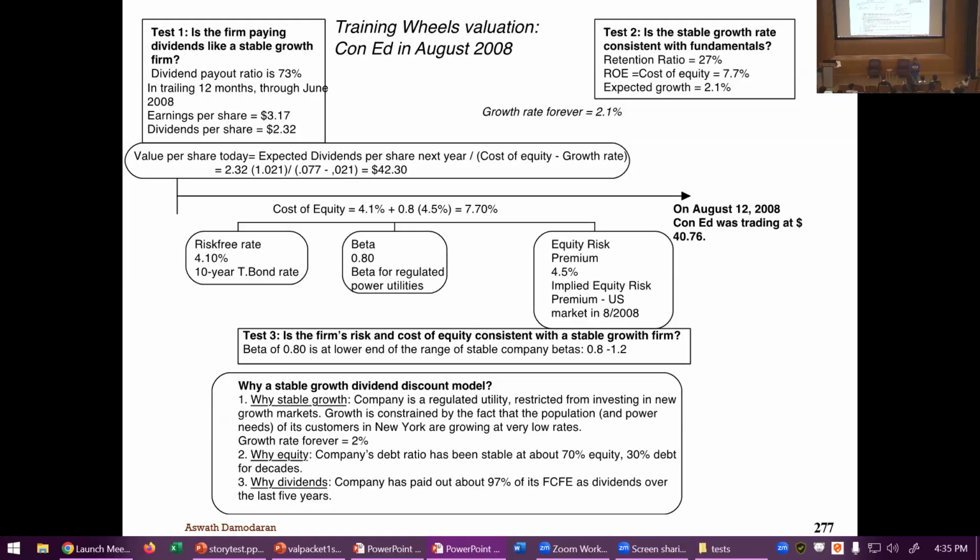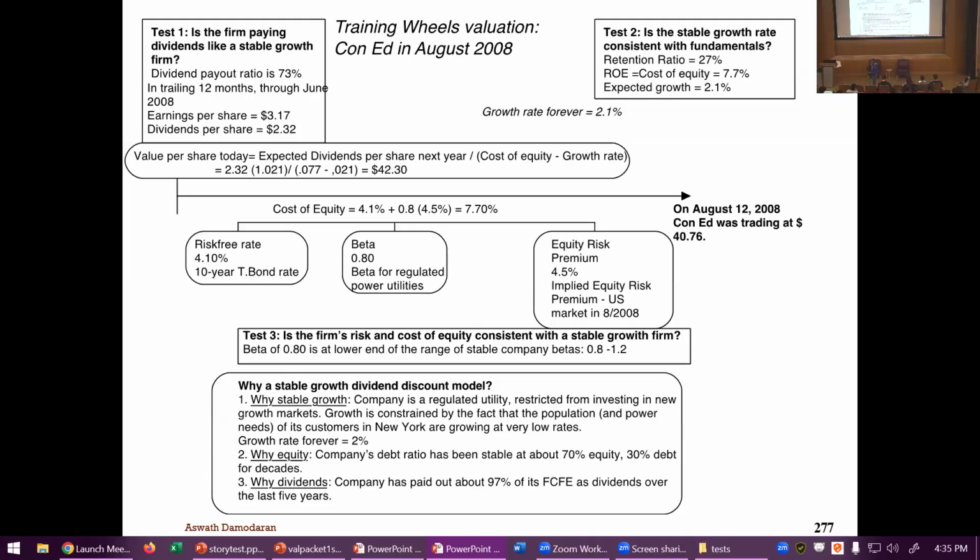So regulated monopolies, you basically are getting the benefits of no competition, but you don't get the benefits of setting prices. So that's going to play out here. I'm going to value Con Ed with essentially a stable growth dividend discount model. Let me explain why. Remember, I said most companies, free cash flow to equity is a better measure of what can be paid out. So here's the first thing I did.